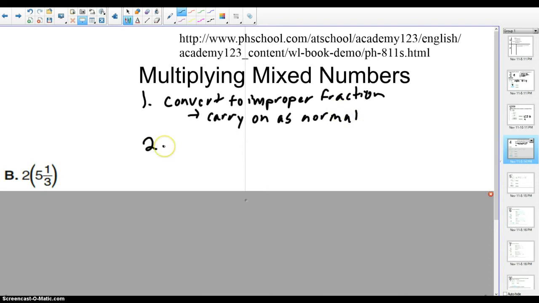Our second way of doing it is treating that mixed number as an addition problem and then distributing the number that we were multiplying. So again, that's treat like an addition problem.